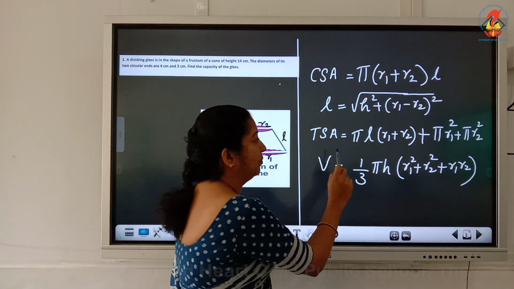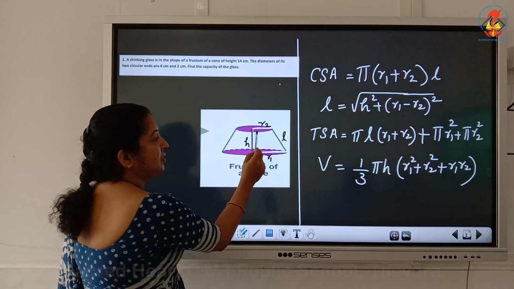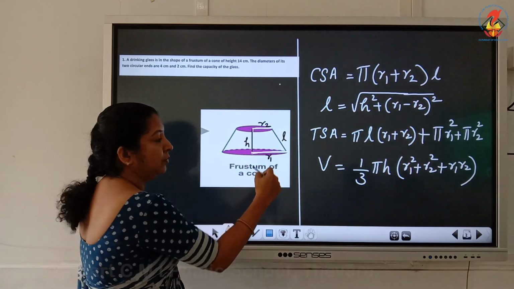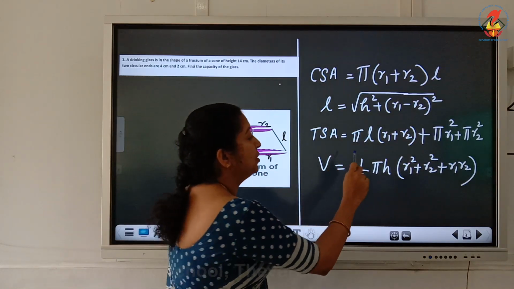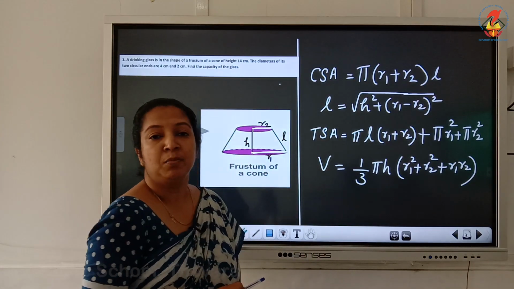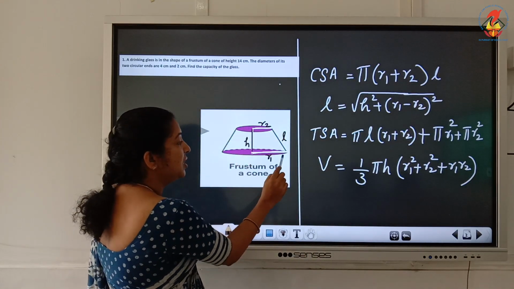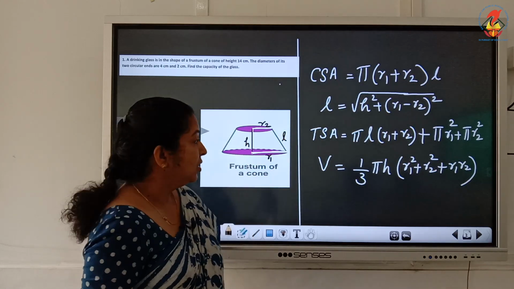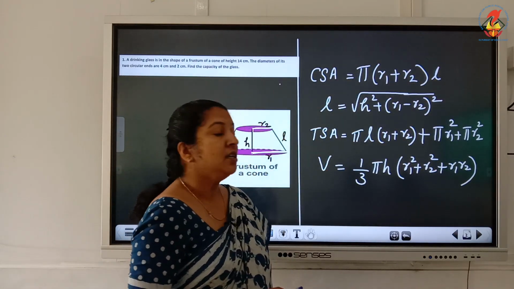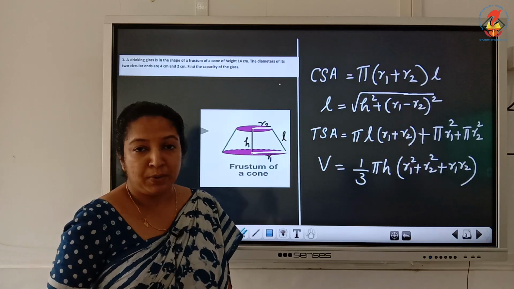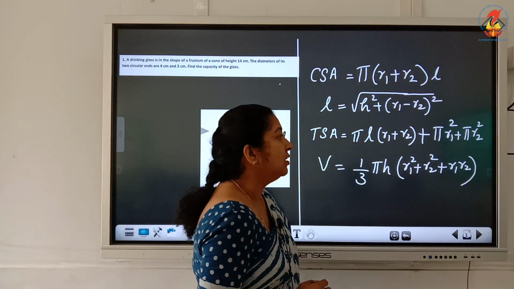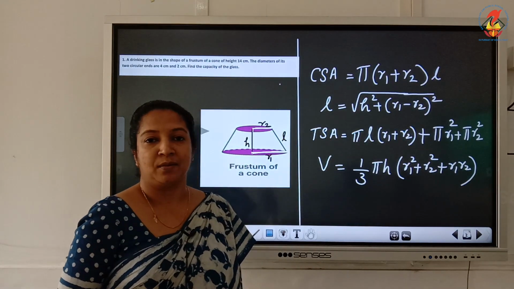Then TSA, this part CSA plus two circular parts. So CSA is pi into R1 plus R2 into L, plus here pi R1 square, here pi R2 square. So pi L into R1 plus R2 plus pi R1 square plus pi R2 square.